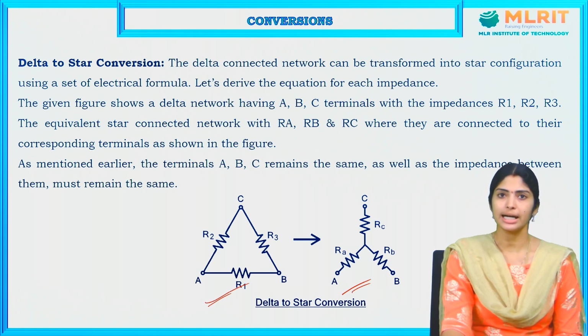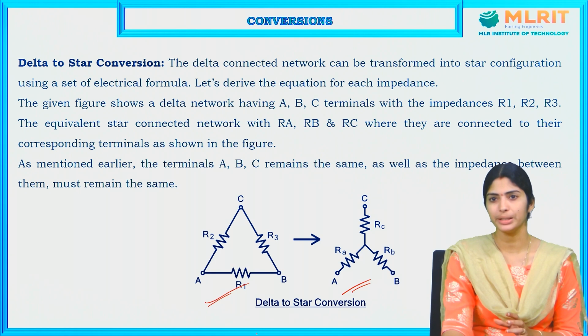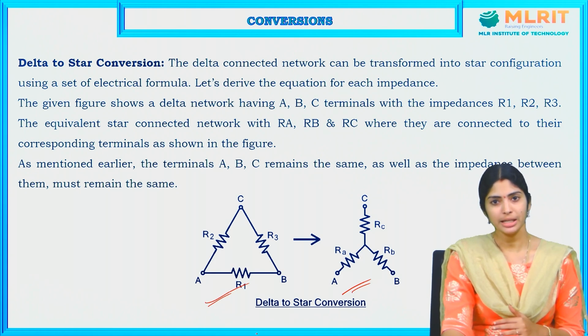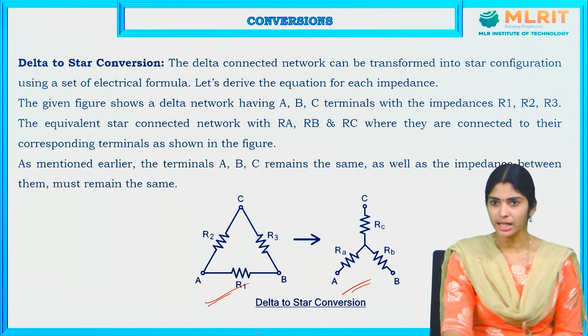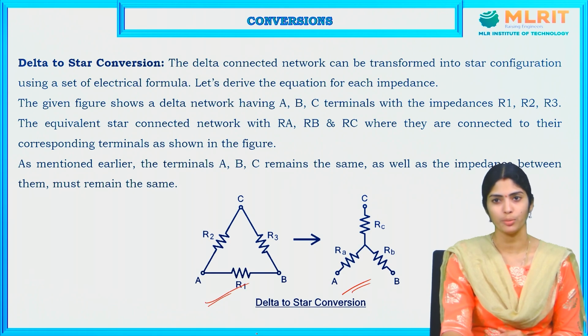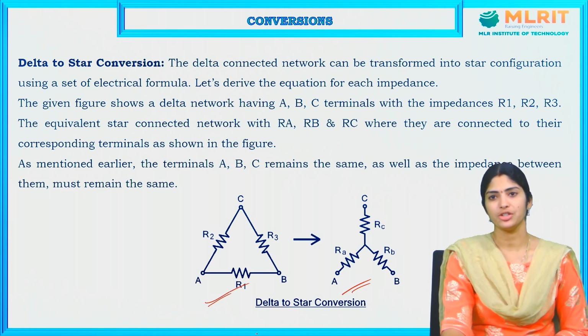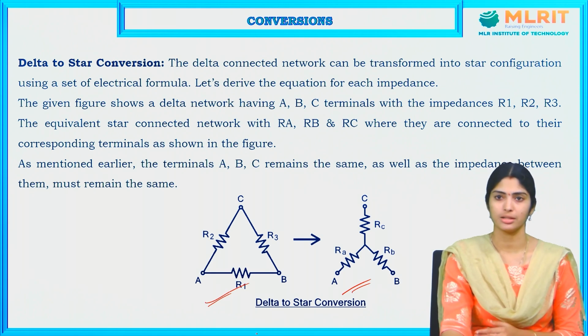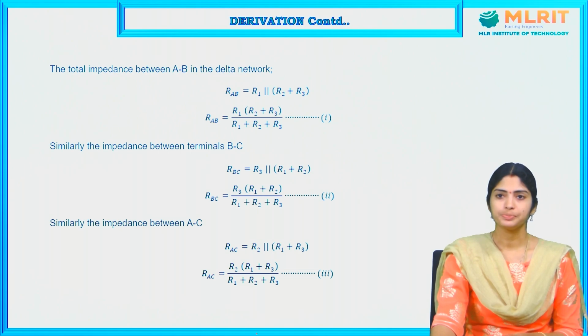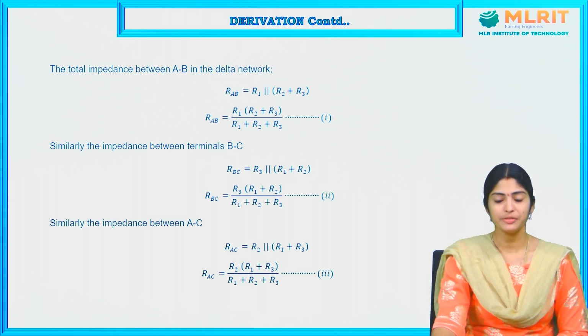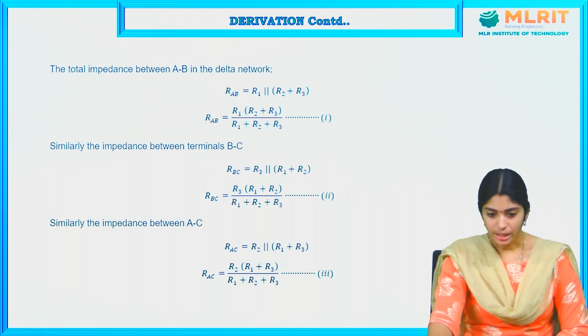This delta connected network can be transformed into the star connected network with particular formulas. Similarly, star can also be converted into delta with the help of particular formulas. We need to derive those formulas from the basic equations. Then these formulas can be useful for reducing complex electrical circuits.